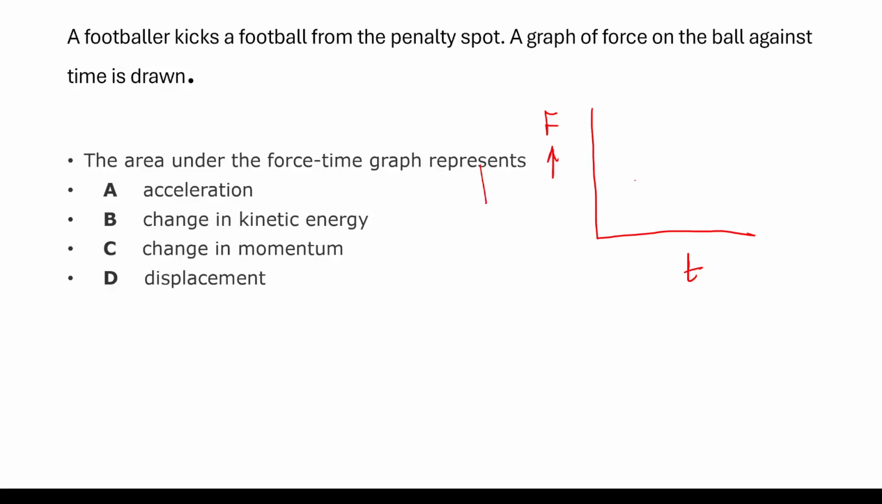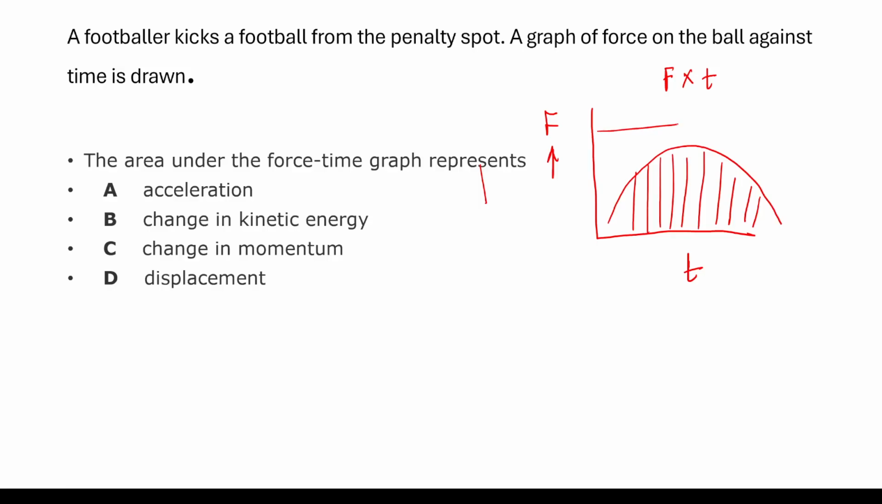Now, I don't know what the shape of the graph is. I'm just drawing any shape to make you understand. So if I calculate the area under the graph, what would that give me? Obviously, I'm multiplying the y with the x in some form. I'm not saying exactly multiplying. If it was a straight line, it would be a triangle. If it's like this, it would be a rectangle. Whatever form it is, you'll end up multiplying y with the x-axis. So when you're multiplying force and time, work out the unit: newton times second. What is newton times second? Change in momentum. So that's your answer.